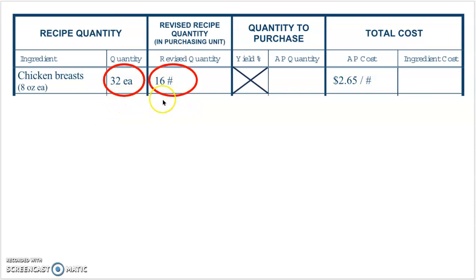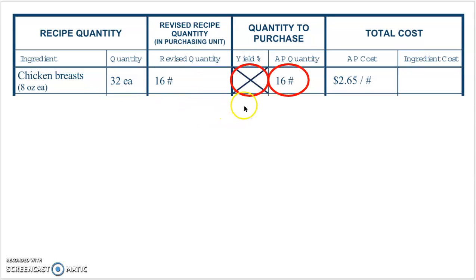I just did this one in my head. You could do it out the way we've done the long form ones, but since the chicken breasts are 8 ounces each, that's half a pound each. So if you have 32, you're going to have 16 pounds of chicken breasts. Now we've got our revised recipe quantity.